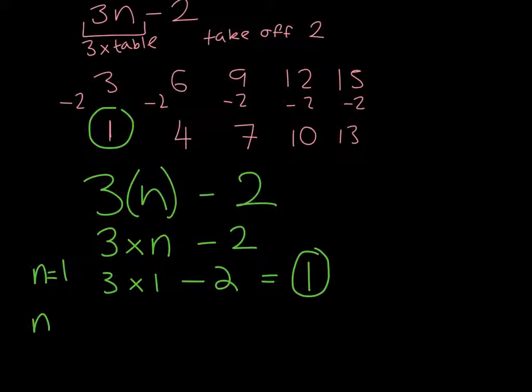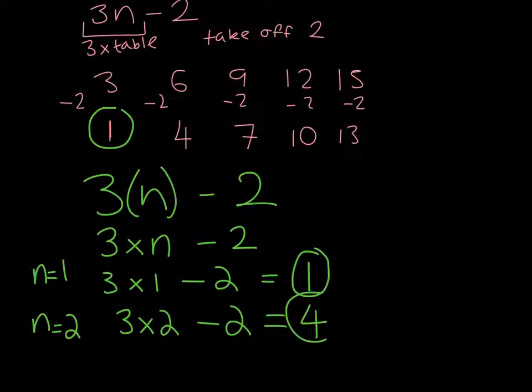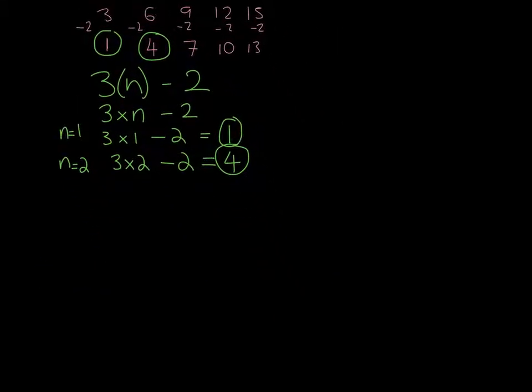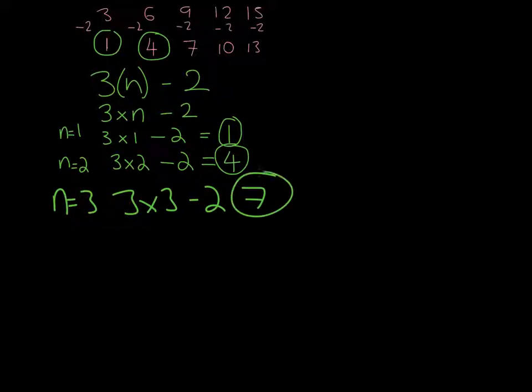That's why we got our first term to be 1. I'm now going to change n to equal 2. So it's 3 lots of 2, then take off 2. So 3 lots of 2 is 6, and 6 take away 2 is 4. So that's the second one, and you can see why it's there. And then you can carry that process on to generate the rest of the sequence. So when n equals 3, 3 lots of 3, take off 2. So 9 minus 2 is 7.